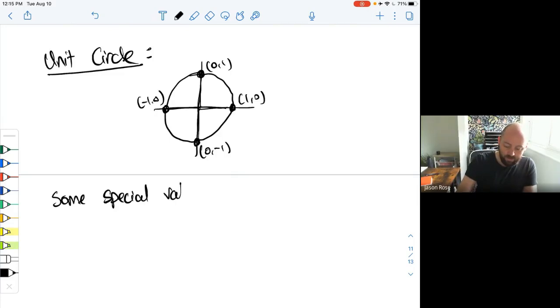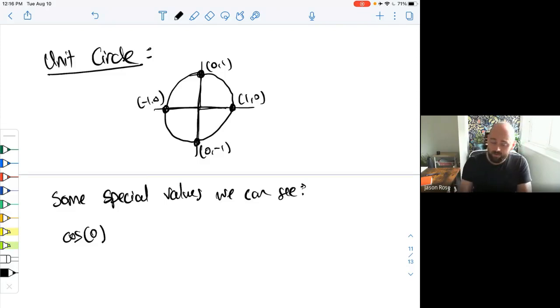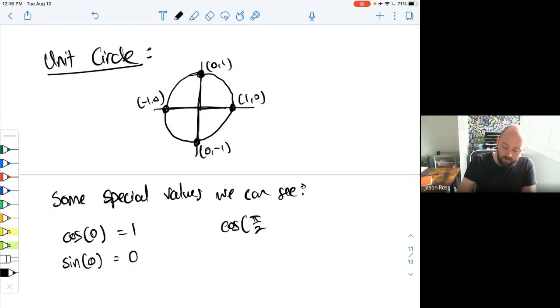Some special values we can see are that cosine of 0, that would be the x coordinate when the angle is 0, is 1. Sine of 0 is 0. Cosine of pi over 2 is 0. Sine of pi over 2 is 1.